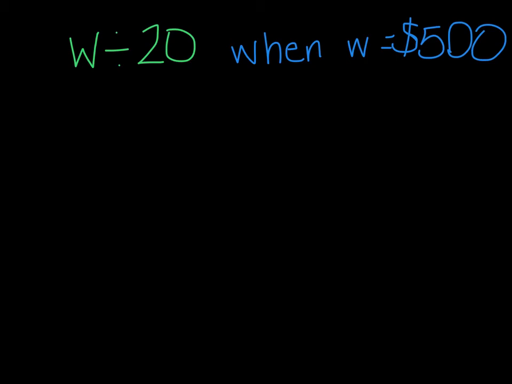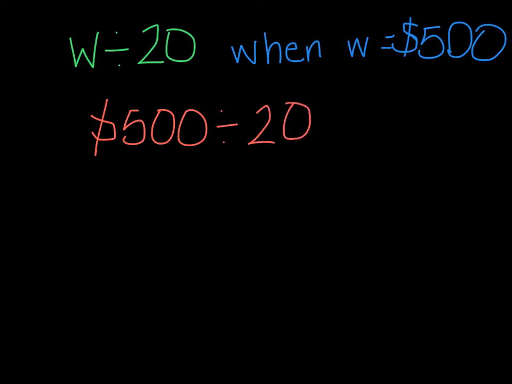We have w divided by 20 when w equals 500. So we're going to plug this value in right here to this variable. So we have 500 divided by 20. And then I just divide, and that would equal $25. Let's take a look at one more example.